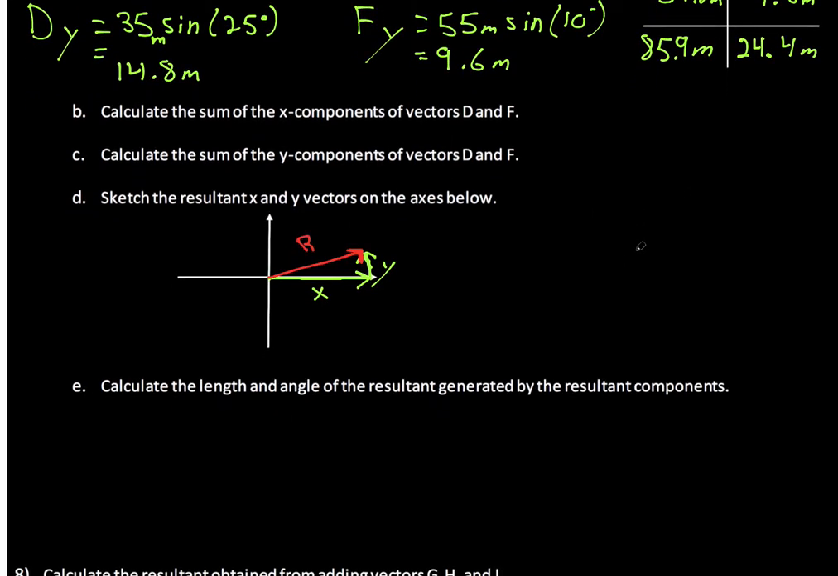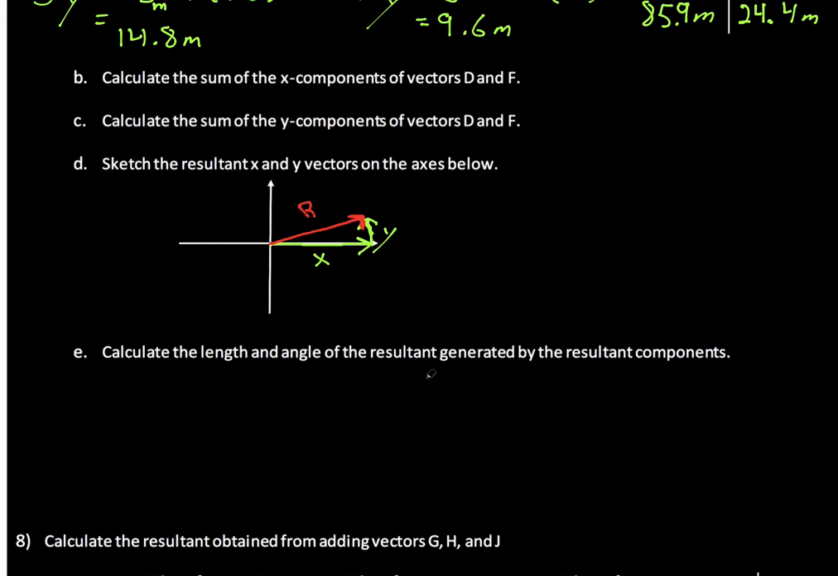So now we want to calculate the angle of the resultant and the length. So the length is pretty easy. You can probably see pretty quickly how to do that. If my x was 85.9 meters and my y was 24.4 meters, I can just use the Pythagorean Theorem for this because I'm looking at the hypotenuse, right?